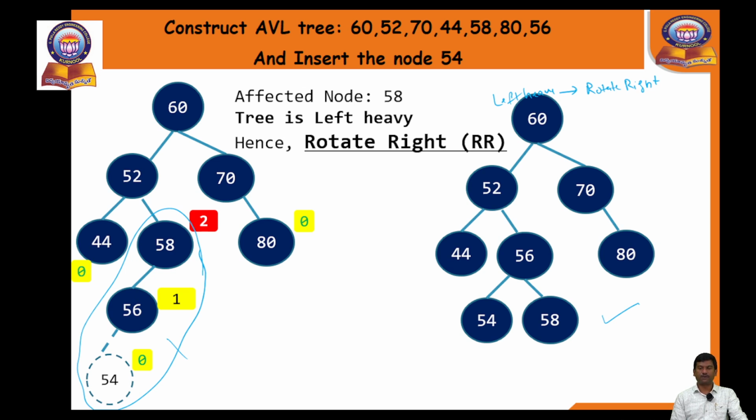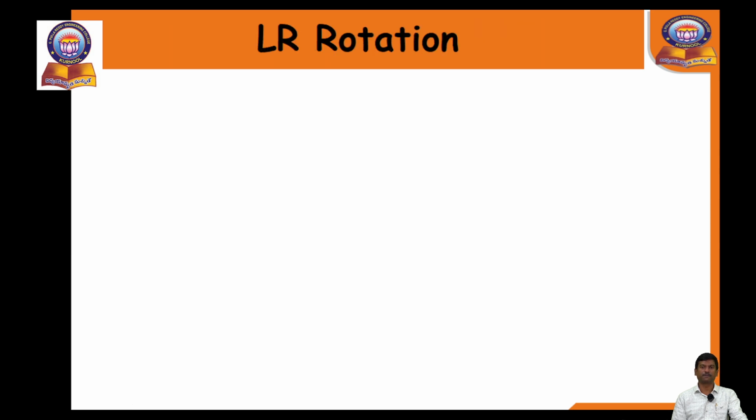So far we are covering only the single rotations. Within your single rotation, you need to check whether it is left heavy or right heavy. If it is left heavy, then rotate right. And if it is right heavy, then you need to rotate left. So these are the possibilities if you need to perform the right rotation, left rotation, and so on.